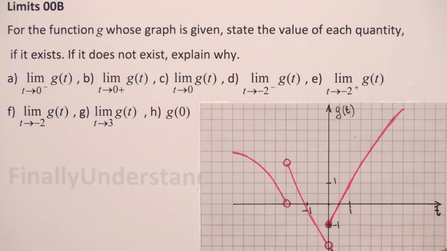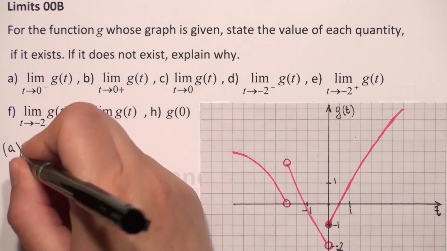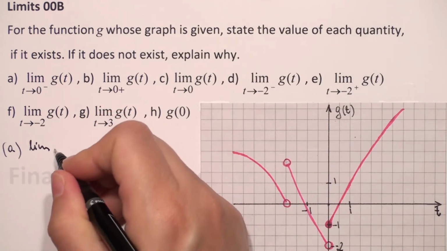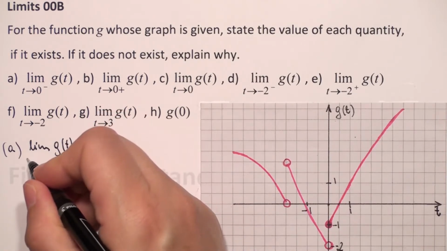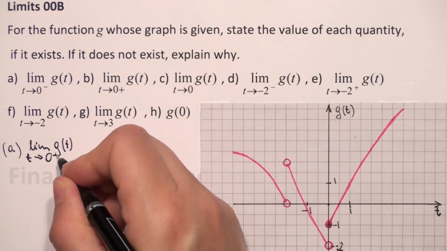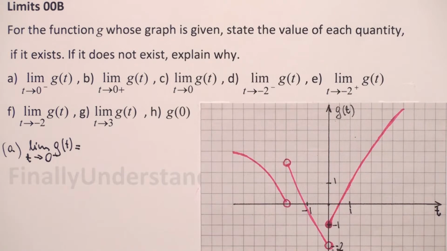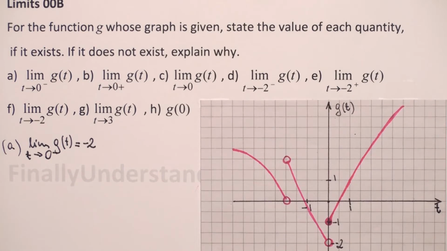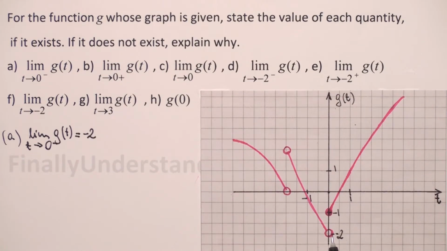This is -1. Here will be -2. When we approach 0 from the left side, we are going to the value -2. So we have the first answer: the limit of g of t as t approaches 0 from the left is equal to -2. So one more time, when we approach 0 from the left side, we are going to the value -2.